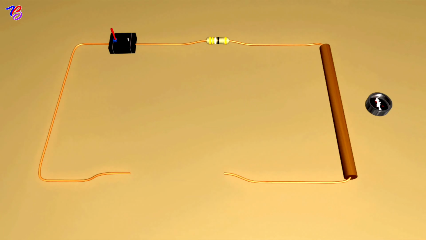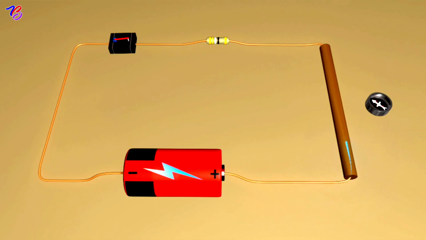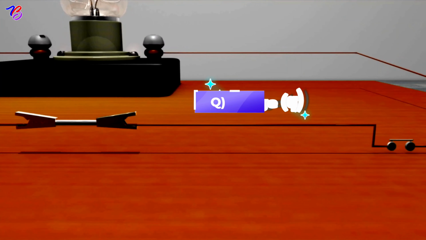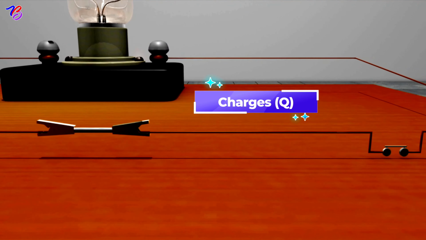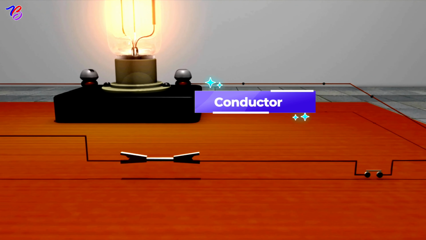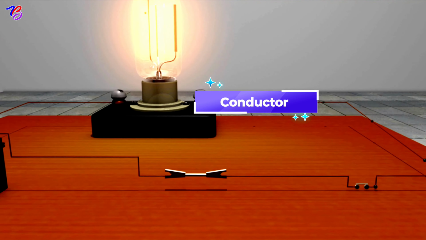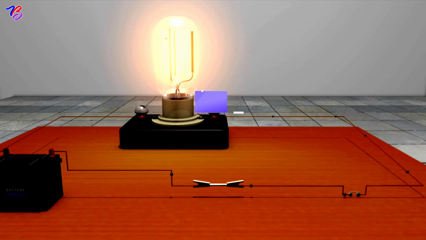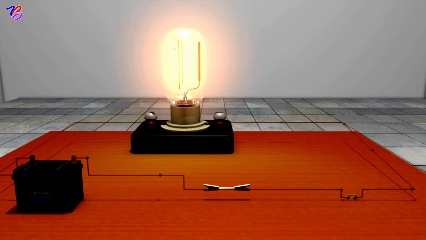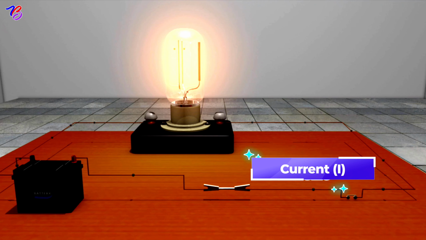What are the three components of this definition? Number 1, there must be electric charges. Number 2, there has to be a conductor that these charges will flow through. And then the combination of these charges in motion grants electric current as the number 3 component.